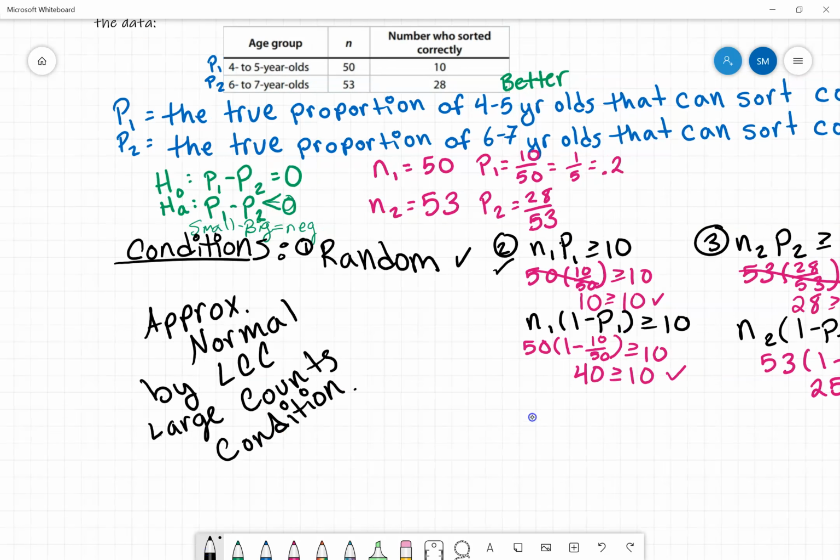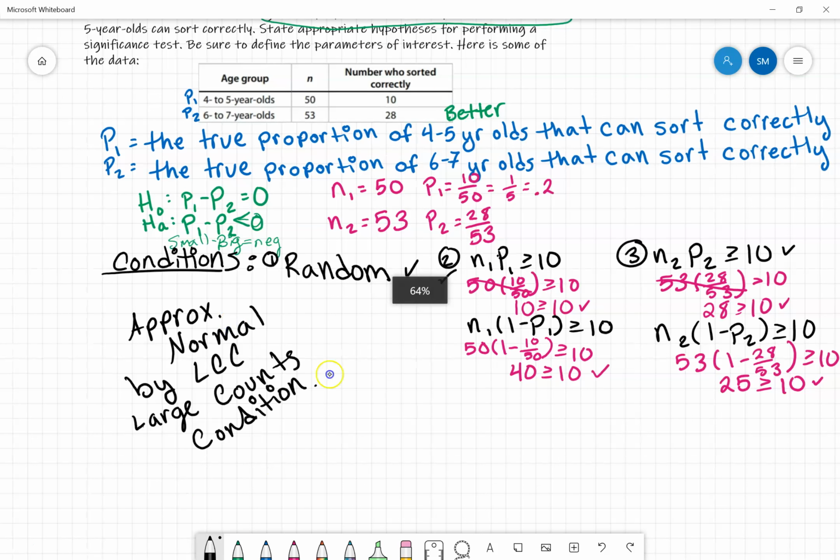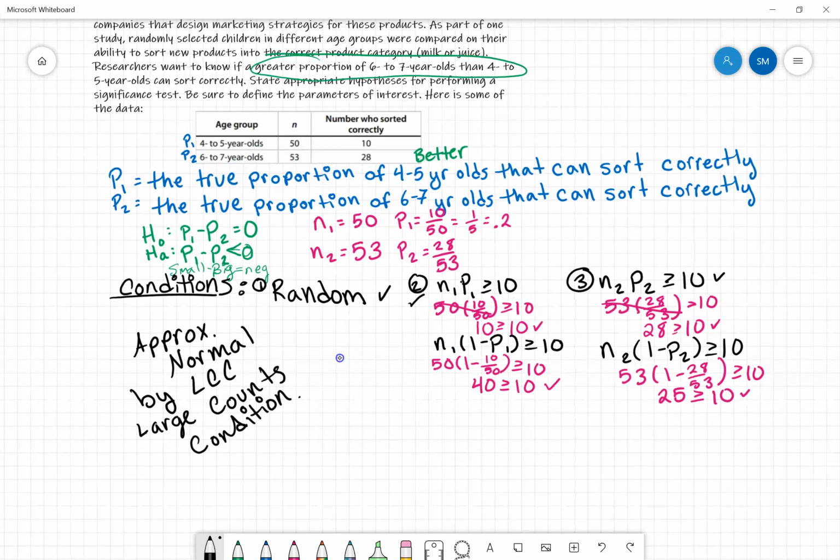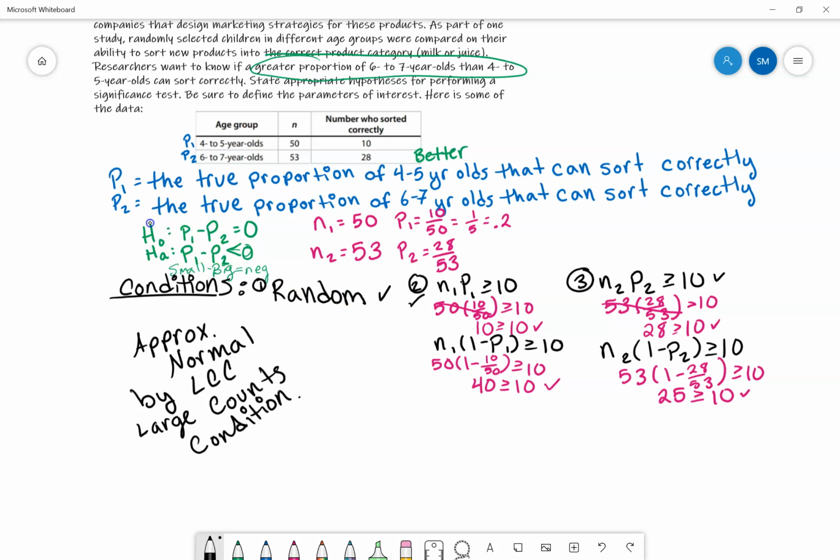The second example. Let's go ahead and check it out. So we have the difference of the sample proportions says that it's going to be none. The alternative, what we're trying to test, is that 4 to 5-year-olds aren't as great as the 6 to 7-year-olds, and our conditions are good. We're going to get the answer in later weeks. So right now, all we're doing is figuring out, hey, what is the hypothesis and are the conditions good? So this is all we're doing for this week.